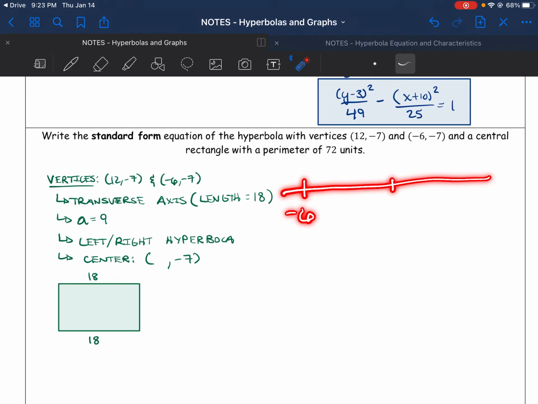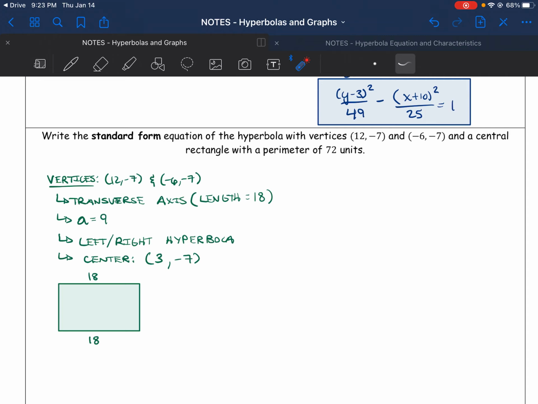Again, think of negative 6 as over here. We have 0 over here somewhere. We have positive 12 over here somewhere. Well, if the distance from negative 6 to 12 was 18, half of that distance, which will get you to the center, would be 9. And if we just count 9 in either direction, like if I go 9 in this direction from negative 6, that would bring me to 3. Or if I go 9 to the left of 12, that'll still bring me to 3. So we can see that the center is going to be the point 3, negative 7. You could also just have used the midpoint formula with 12, negative 7 and negative 6, negative 7, and you would have got the point 3, negative 7 anyway.